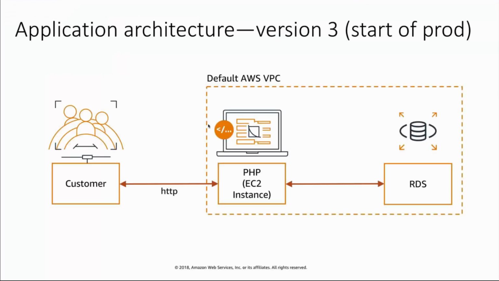Super easy to do. So you ended up, as a refresher, with the Lightsail default AWS VPC having our PHP instance in EC2 and the database in RDS. And all we had to do was a couple of clicks.